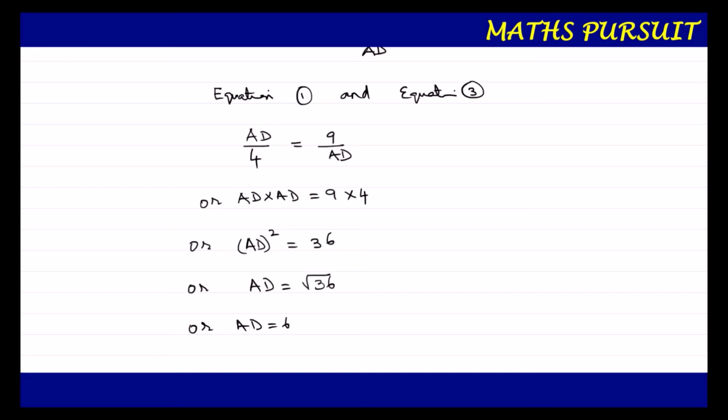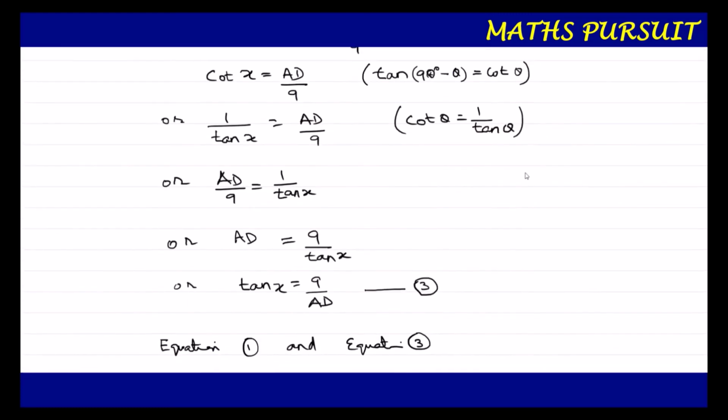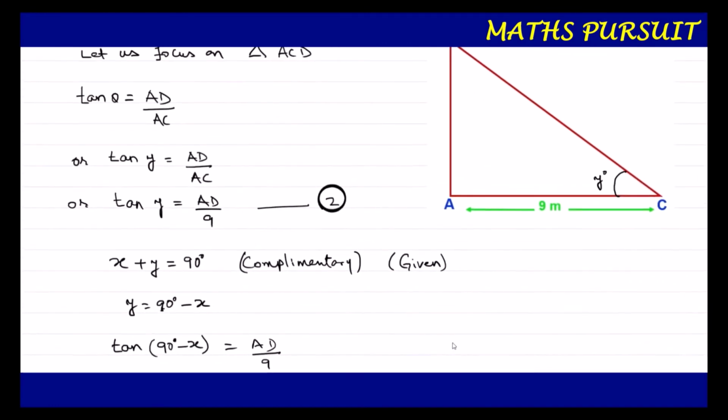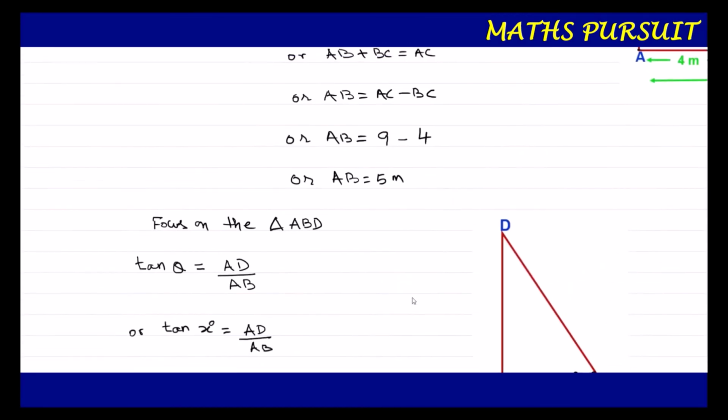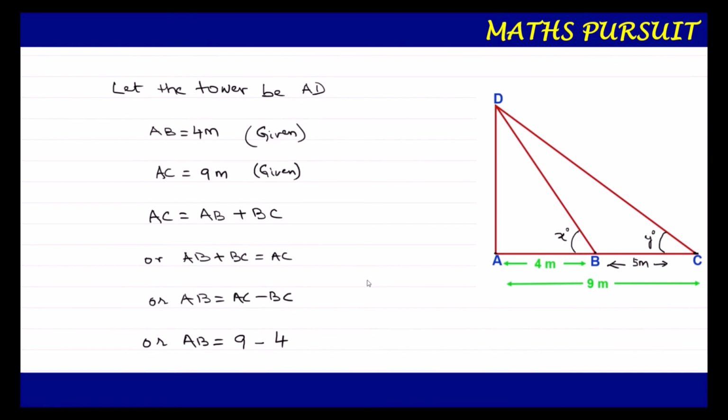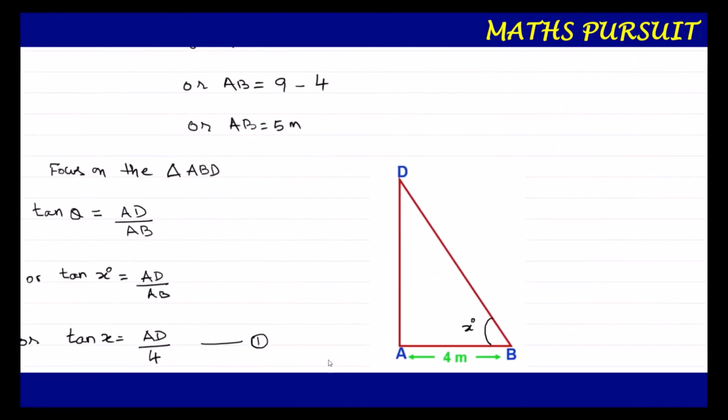So what we got? We got AD is equal to 6 meter, because the distance or the measurement is given in meter. So we got AD is equal to 6 meter, or AD is equal to 6 we can say. This is our answer. If you look in the question, prove that the height of the tower is 6 meter. So here, what is AD? If you look at our diagram initially, we considered let the tower be AD. So we got the height of the tower to be 6. So that is what is being proved.